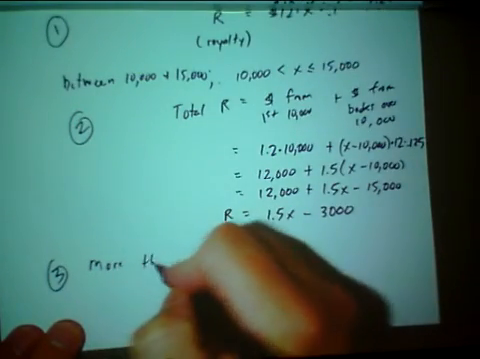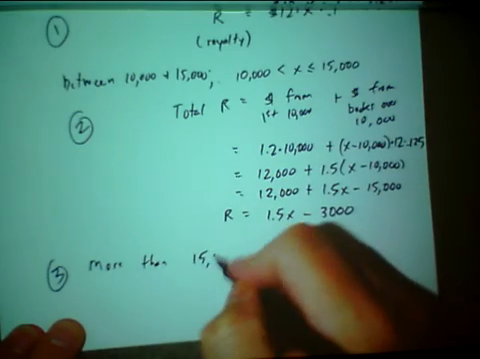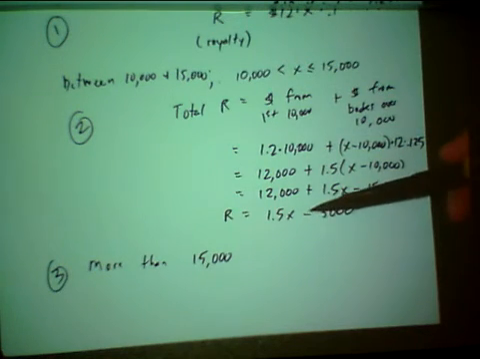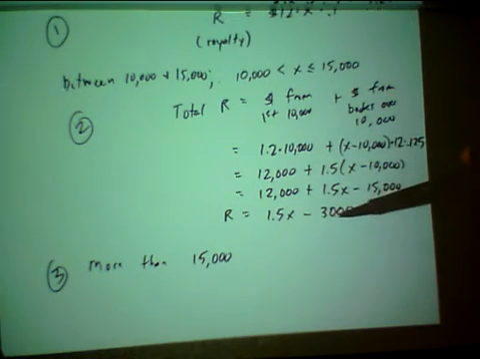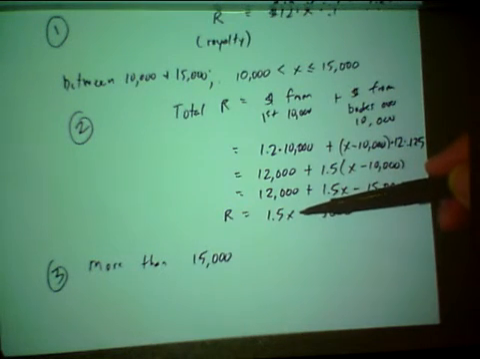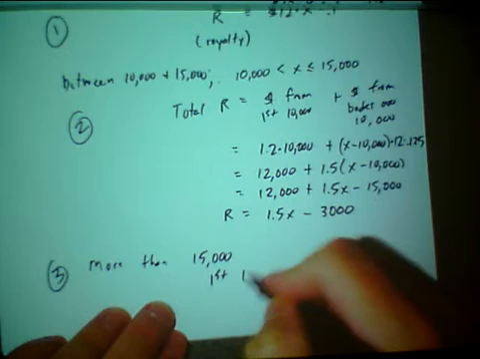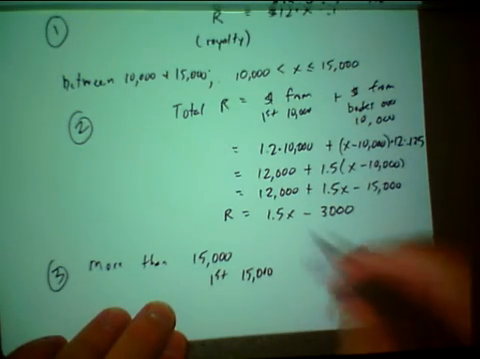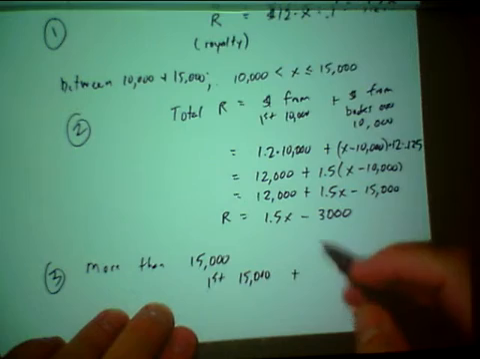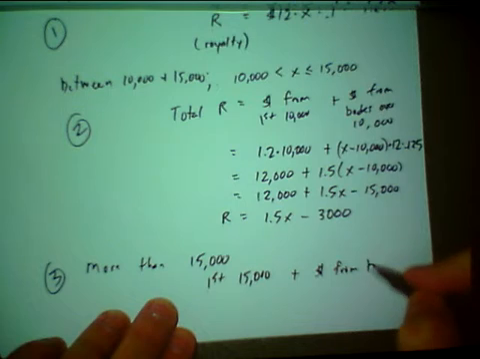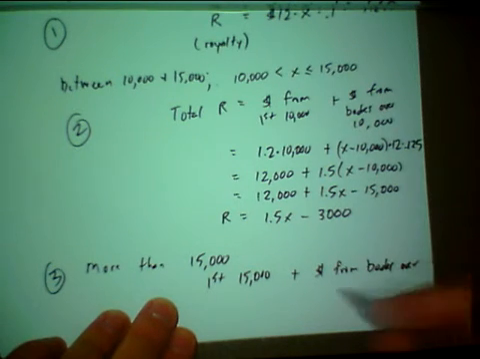when it's more than 15,000, well, the first 15,000, I'm going to figure out the money he makes by using the equation I just came up with. I'm going to plug in 15,000 into this 1.5x minus 3,000 equation. And that's going to be the amount of money he makes on the first 15,000 books. And I'm going to add to that the money from the books over 15,000.